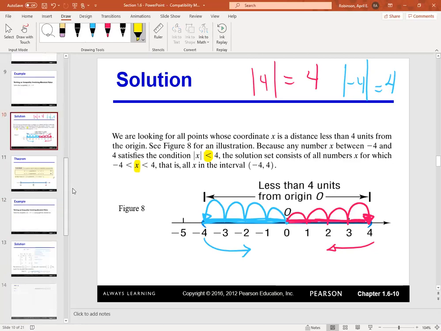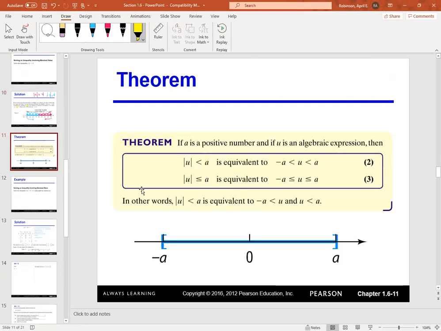And they even have a little theorem here. It says, if you have the absolute value of u is less than a, then that's equivalent to u being in between -a and a: -a at this end, +a at that end. And the same thing works for less than or equal to. They just have the less than or equal to's here. And it'll always be in between. It's an in-betweenie. So absolute values that are less than something ultimately end up being an in-betweenie.